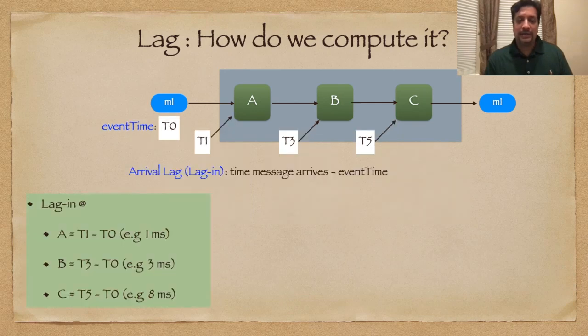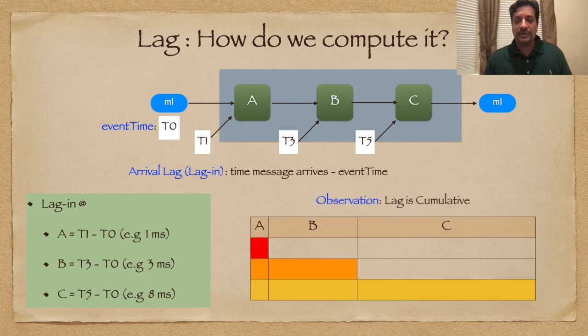In reality, times in these systems are not on the order of minutes, but in the order of milliseconds. One thing I will mention is that we've been talking about message arrival at these nodes, and hence this is called arrival lag or lag in. Another thing to observe is that lag is cumulative. That means the lag computed at node C accounts for the lag upstream of it in both nodes A and B. Similarly, the lag computed at node B accounts for the lag upstream of it at node A.